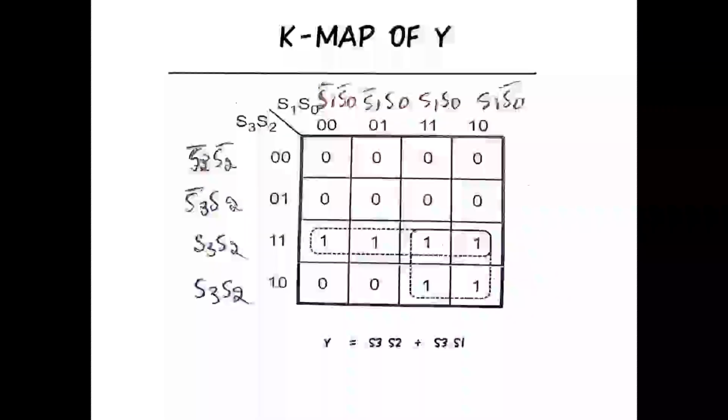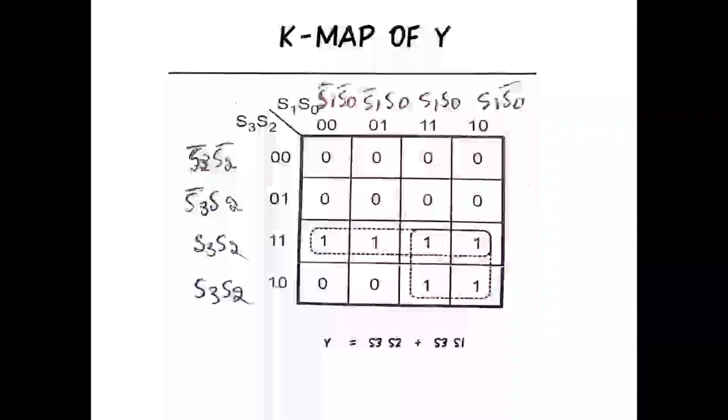So this is the K-map. Here I have got the K-map for y, and I have got y as the result. If you consider the K-map where the results of y are, you will get 2 quads. So y will be S3 S2 plus S3 S1.